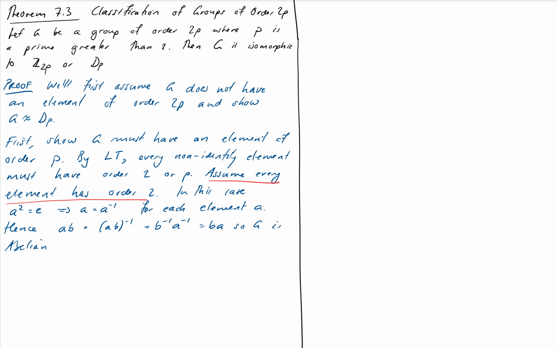What can we do with this? What we're going to do is build a subgroup of order 4 based on these things. That's going to mess up our assumptions. So now let A and B be distinct, non-identity elements.